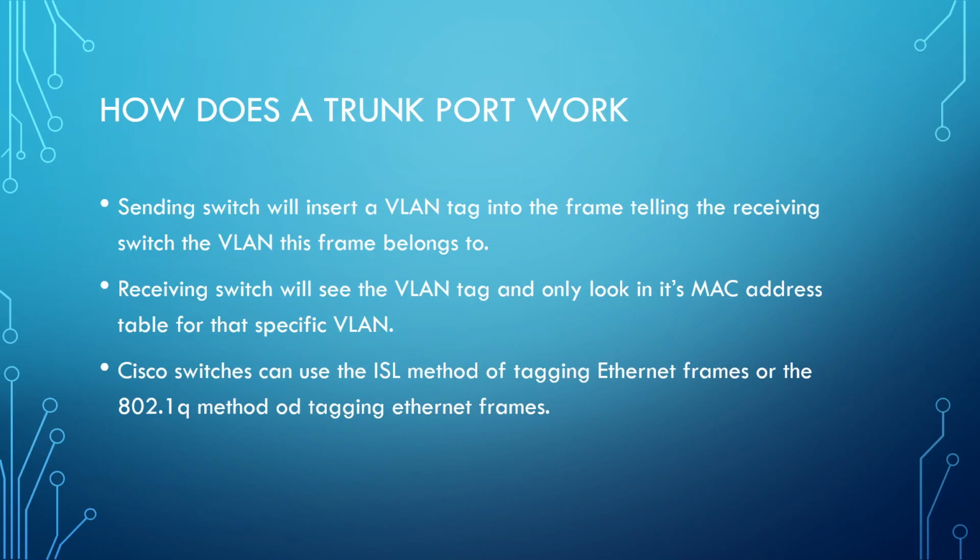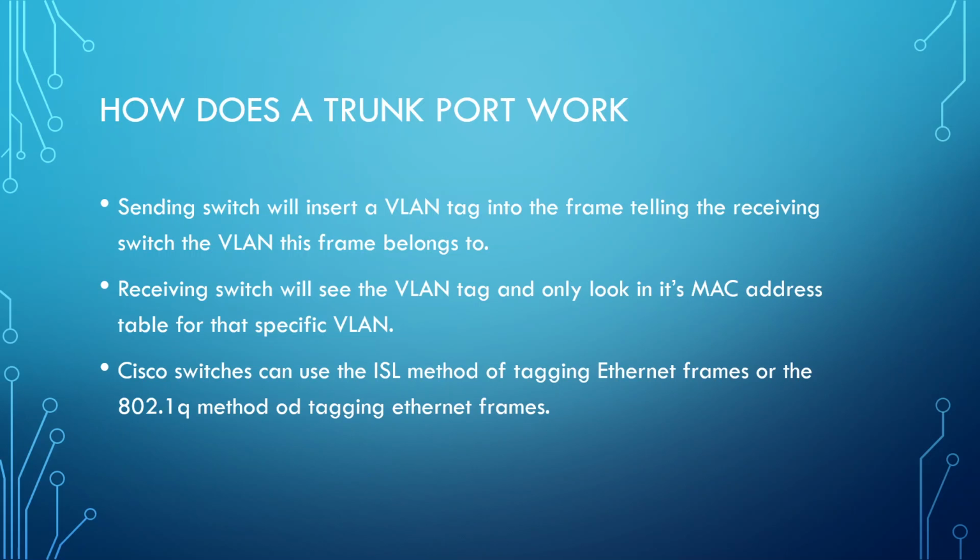So like I said before, a trunk port works. The sending switch will insert a VLAN tag into the frame, telling the receiving switch to which VLAN this frame belongs. The receiving switch will see the VLAN tag and look in the MAC address table for that specific VLAN. As an example, if the sending switch inserts a VLAN tag of 10, the receiving switch will know, okay, this frame belongs to VLAN 10. I can only send this frame to devices in VLAN 10. So when I search my MAC address table for an entry for the destination MAC address, I will only look at the VLAN 10 entries.